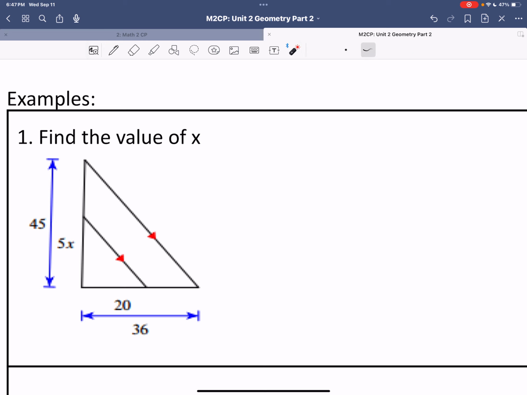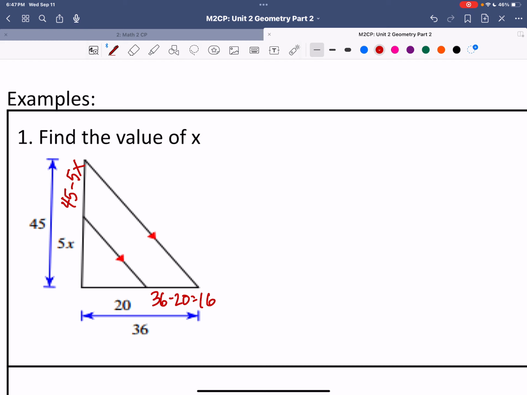I know that the total is 45. So to find this part, I'm going to go 45 minus 5x. So we're taking 5x away from 45. And then this part is basically 36, which is your total, minus 20, which is 16. So now that we have those two, we can start setting up our proportions.